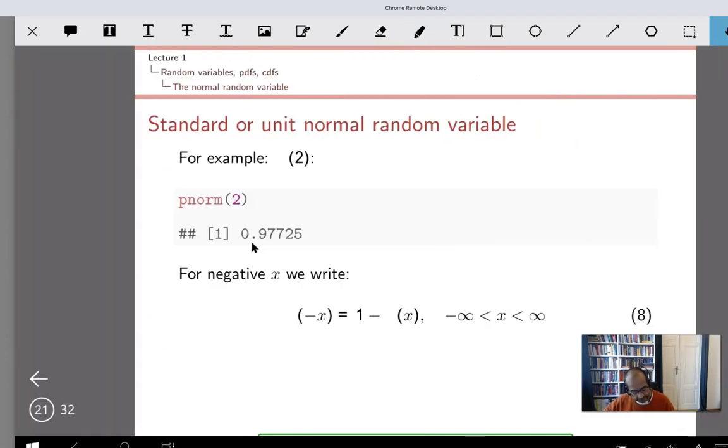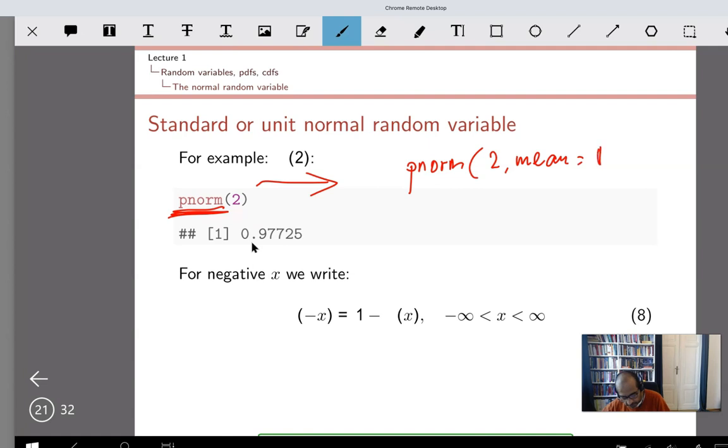All right, so in the case of this standard or unit normal random variable, we can just use this pnorm function to compute things like the cumulative probability of observing 2 or something less than that, right? So what this pnorm function is actually saying underlyingly when I write pnorm 2, is that I want you to compute the area under the curve. So compute the probability of observing 2 or something less than that in a standard normal random variable.